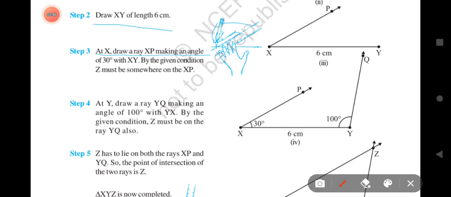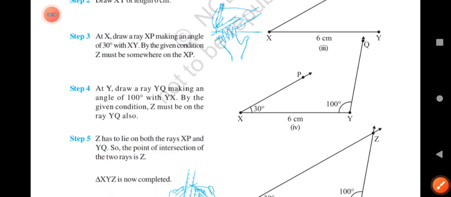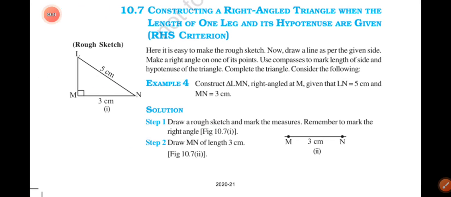3. At X, draw ray XP, making an angle of 30 degrees with XY. By the given condition, Z must be somewhere on XP. 4. At Y, draw ray YQ, making the given angle of 100 degrees with YX. By the given condition, Z must be on ray YQ also. 5. Z has to lie on both the rays XP and YQ, so the point of intersection of the two rays is Z. XYZ is now completed.